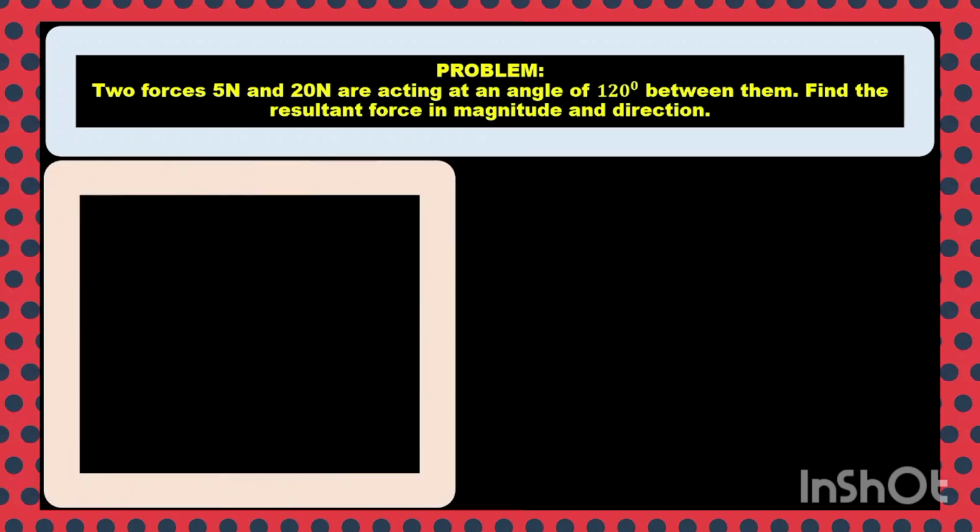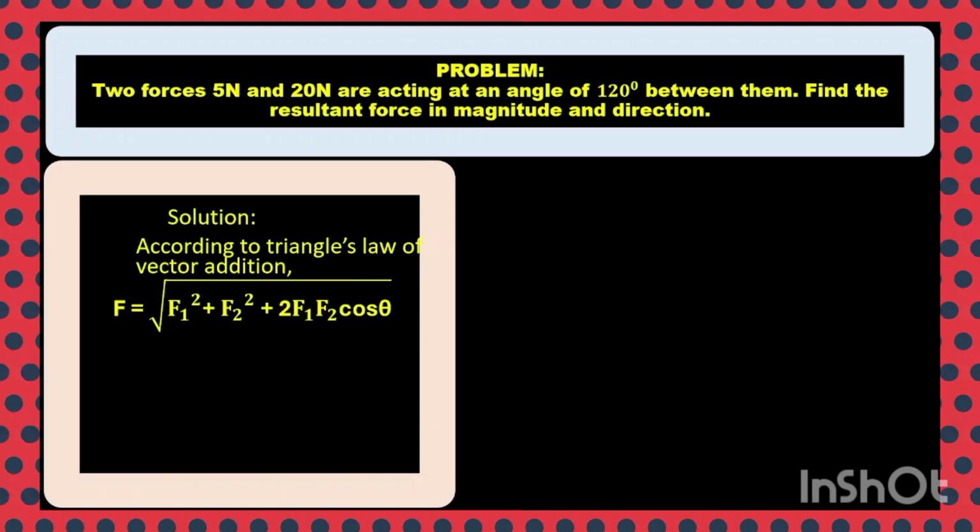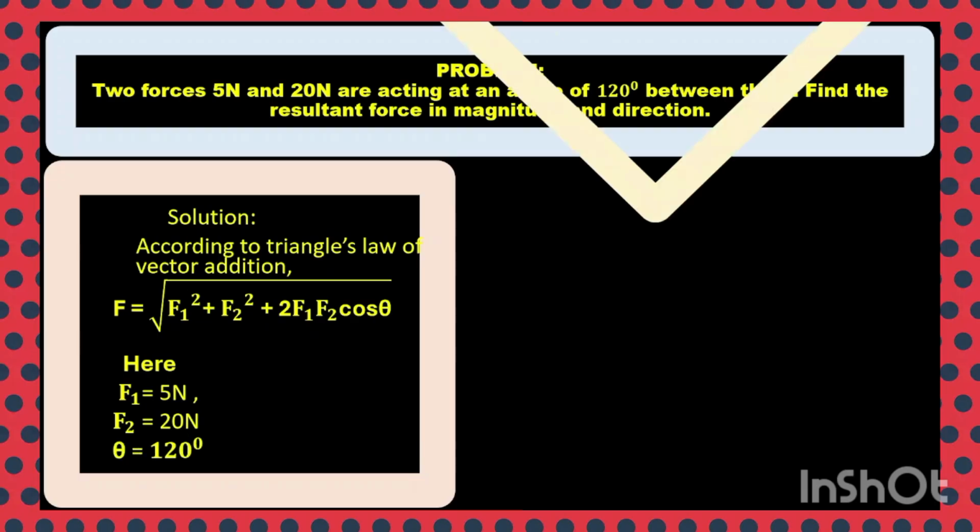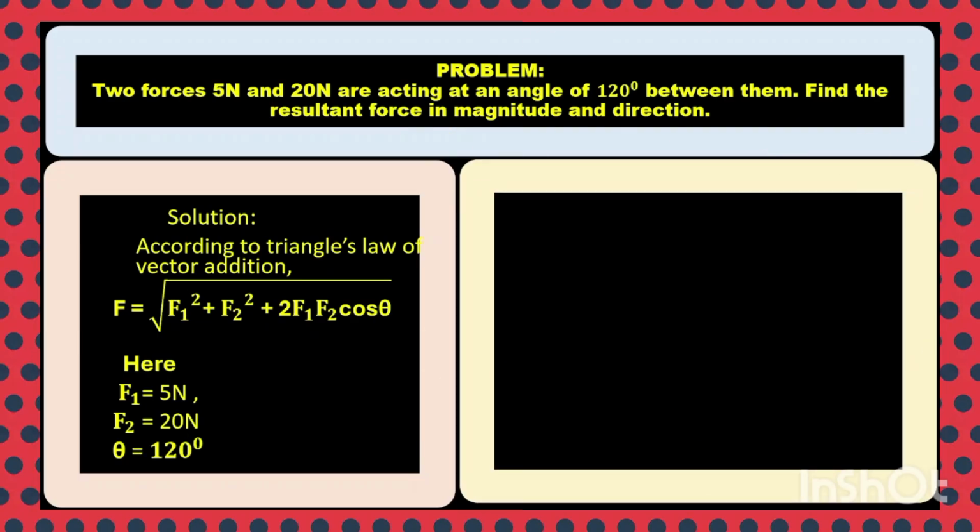Let's see here. According to triangular vector addition, using the formula, the resultant force is equal to the square root of f1 square plus f2 square plus 2 f1 f2 cos theta. Here f1 is given as 5 Newton, f2 is given as 20 Newton, and theta is equal to 120 degrees. So cos 120 is minus 1 by 2, sin 120 is root 3 by 2.